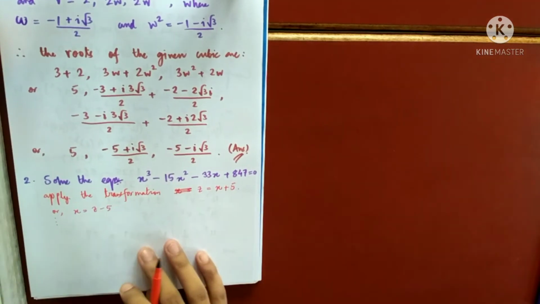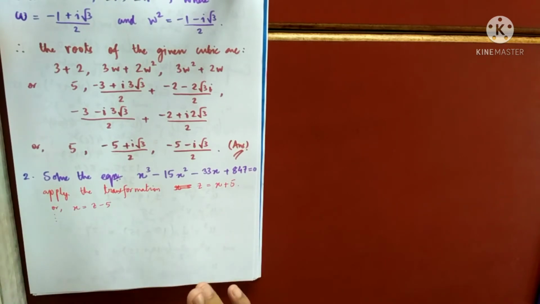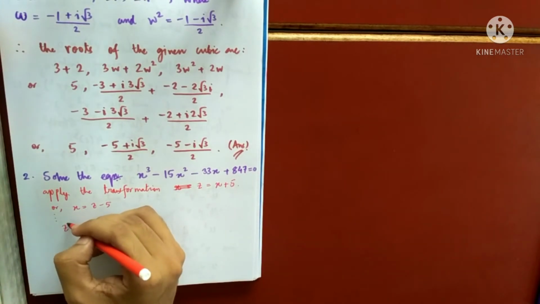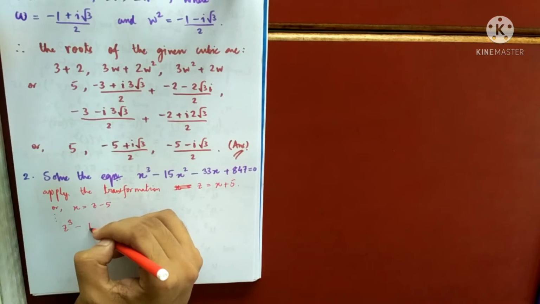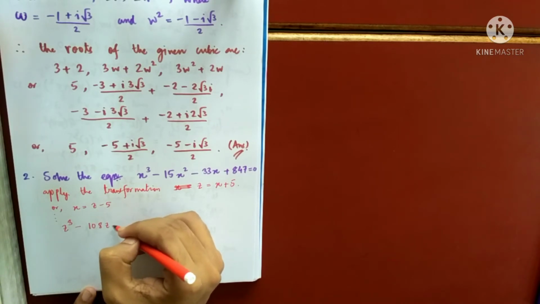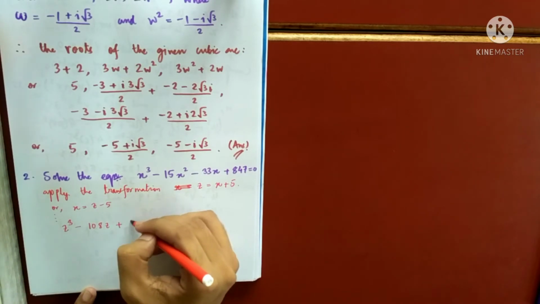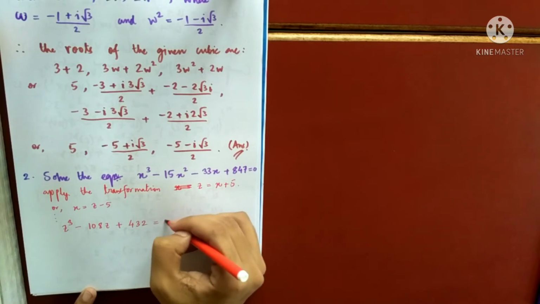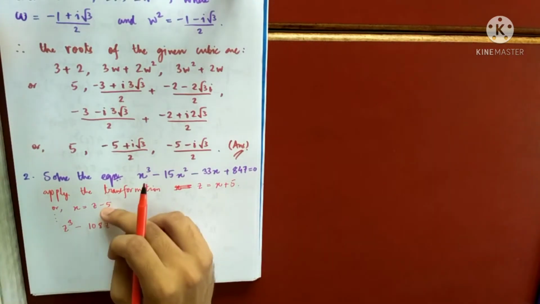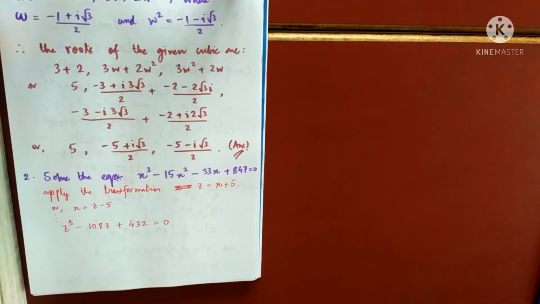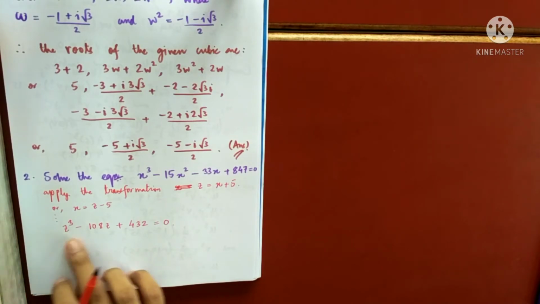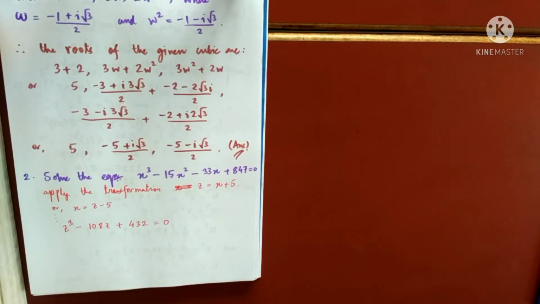If you apply the transformation, which I am not doing now, you will get something like this: z cube minus 108z plus 432 equals 0. So please check it once. After applying this transformation, you should get this standard form of the cubic. Once you have the standard form, apply the process which I applied in the last sum.